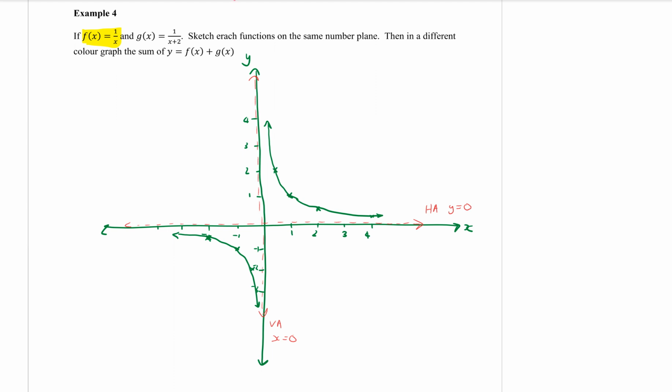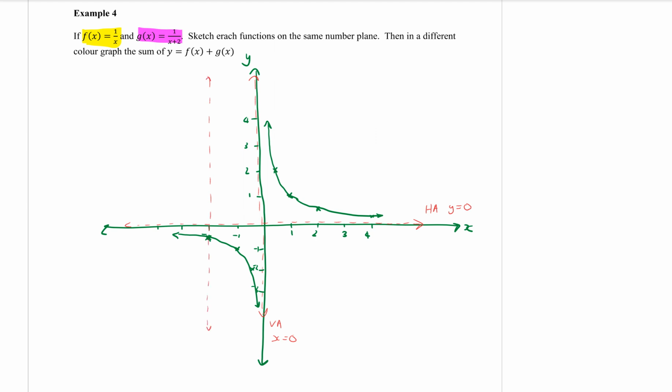Okay, moving on to the second graph. This is the g of x equals 1 over x plus 2. The x plus 2 on the bottom, remember whatever makes the denominator 0 is where the asymptote is. So that would be when x equals -2. So I'm going to have another asymptote, which I'm going to draw in red over here.